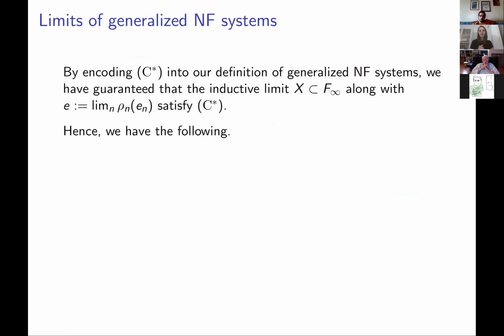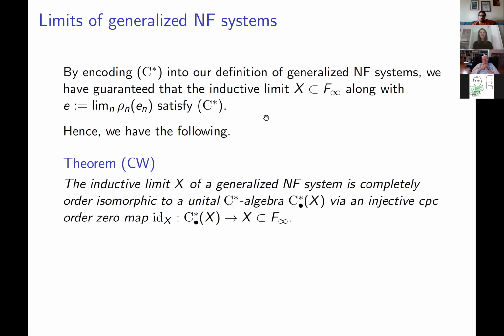Right. Okay. So the reason we introduced C star was so that we could drop asymptotic multiplicativity and keep the C star structure. So by encoding C star into our definition, we've guaranteed that the inductive limit along with this induced order unit satisfies C star. And so what we can say is that the inductive limit of a generalized NF system is completely order isomorphic to a unital C star algebra, in particular C star X bullet, via an injective CPC order zero map.